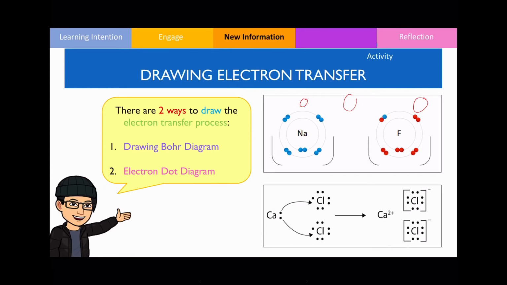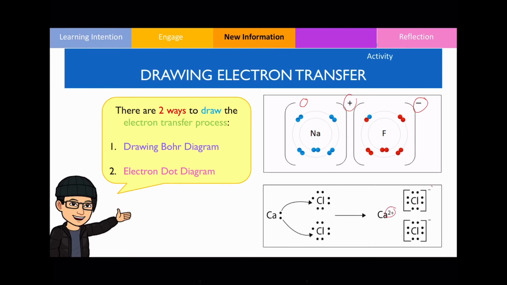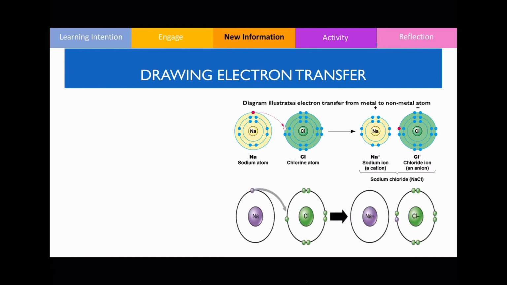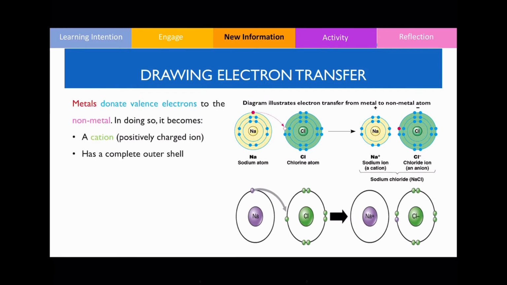And once you've done that, afterwards, you actually just need to show the individual charges because each ion has either gained or lost an electron. So again, just to re-emphasize, I've got two different examples over here, one showing the Bohr diagram and one showing the Lewis dot diagram. Again, the same process applies.